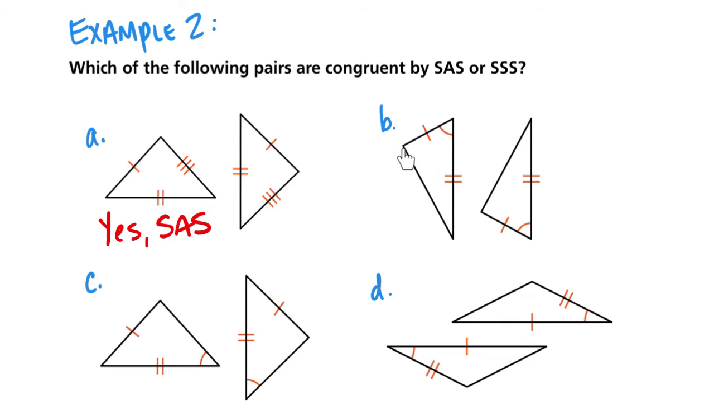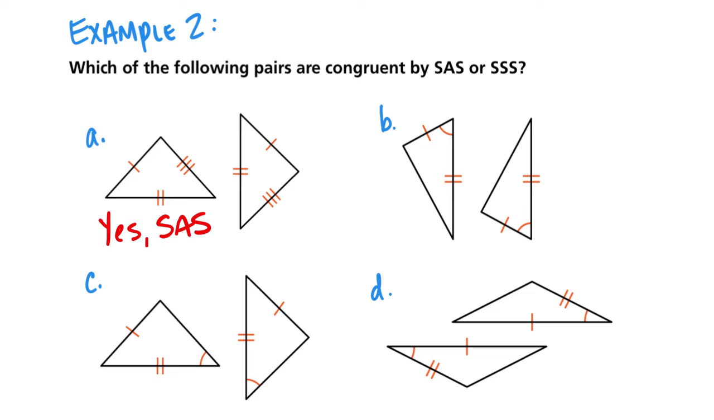In part B here we have, it looks like a couple sides and an angle on this one, and we have a couple sides marked and an angle on this one. So maybe we have SAS. We have two sides and an angle. So it looks like we could be looking at SAS in this one. What we need to check is to make sure that that angle in each triangle is the included angle. It's the angle that's formed by these two sides.